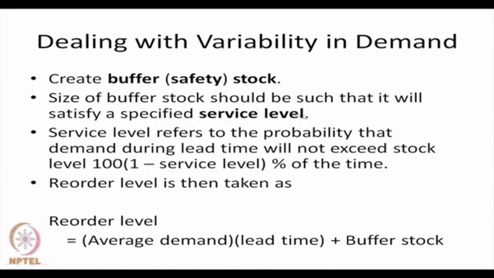Management specifies a service level. A service level basically says that this is the probability that the demand during lead time will not exceed the stock level so much percentage of the time. So, if it says that it does not expect a stockout 5% of the time during a particular cycle, then it means that the management policy is that the service level is 95%. If instead the management policy is that at any time the maximum demand during the lead time should not exceed the inventory by more than 1%, it means that its service level is 99%.